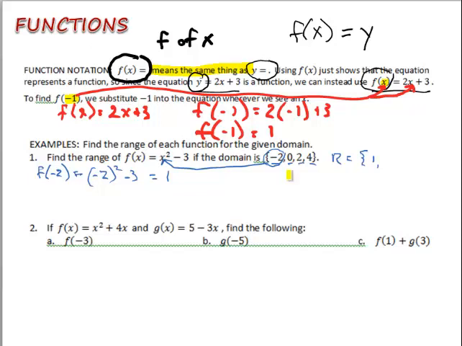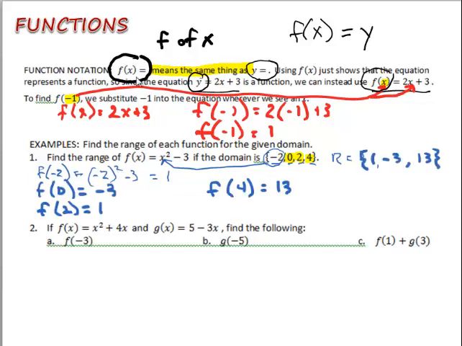Similarly, I'm going to do the same thing for 0, 2, and 4. So what I would like for you to do is take just a moment and go ahead and substitute those 0, 2, and 4 and see what you get. Okay, so hopefully you got that f of 0 gives you negative 3, f of 2 gives you 1, and f of 4 gives you 13. All right, let's go ahead and work the next problem, example 2.